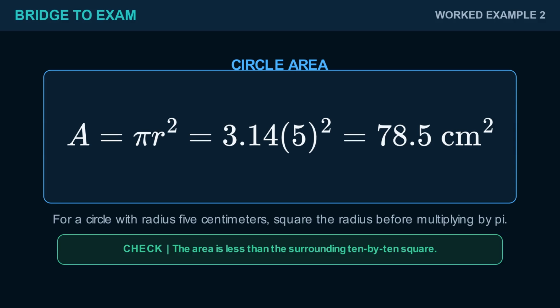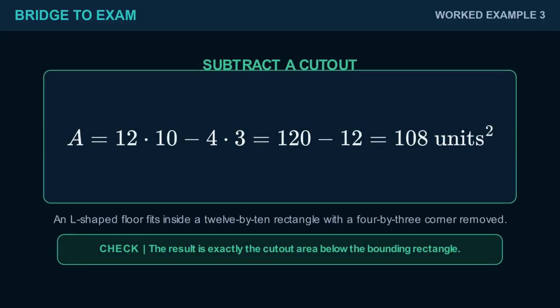Worked example 2. For a circle with radius 5 centimeters, square the radius before multiplying by pi. 3.14 times 25 is 78.5 square centimeters. Check. The area is less than the surrounding 10 by 10 square.